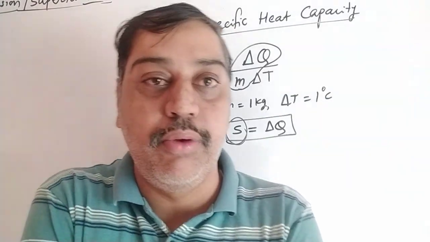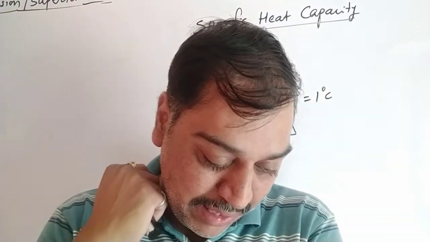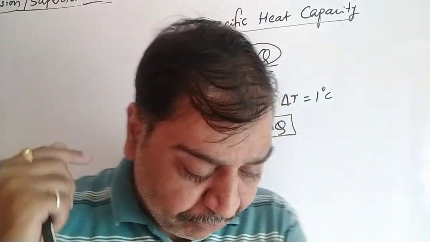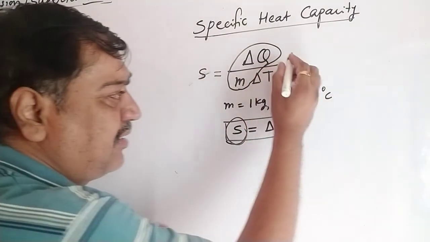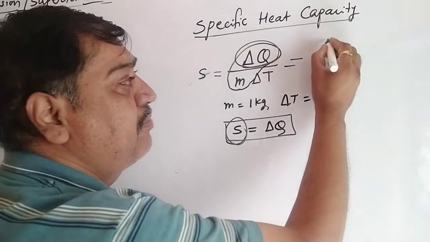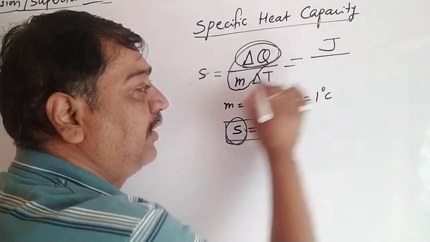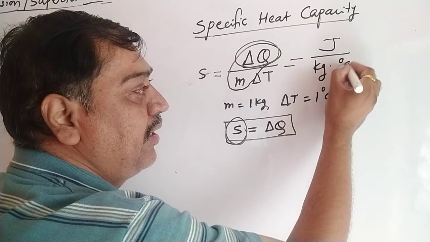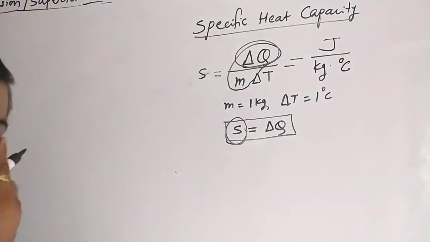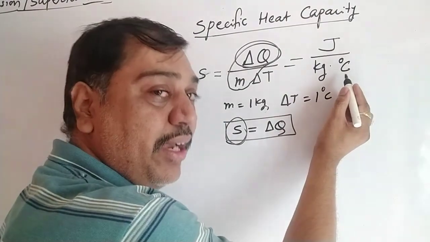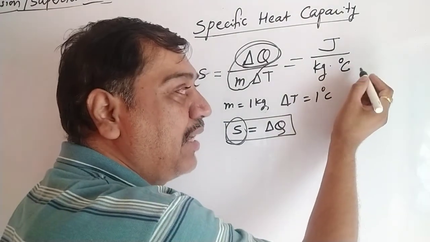So it is used as a coolant in radiators in automobiles. Now what should be the unit of the specific heat capacity from this formula? The amount of heat supplied, this delta Q, is the amount of heat supplied or taken out. It is measured in joule. The mass is in kilogram, and the temperature is in degrees Celsius. So the unit would be joule per kg per Kelvin or degrees Celsius, or you can write it as Kelvin also.